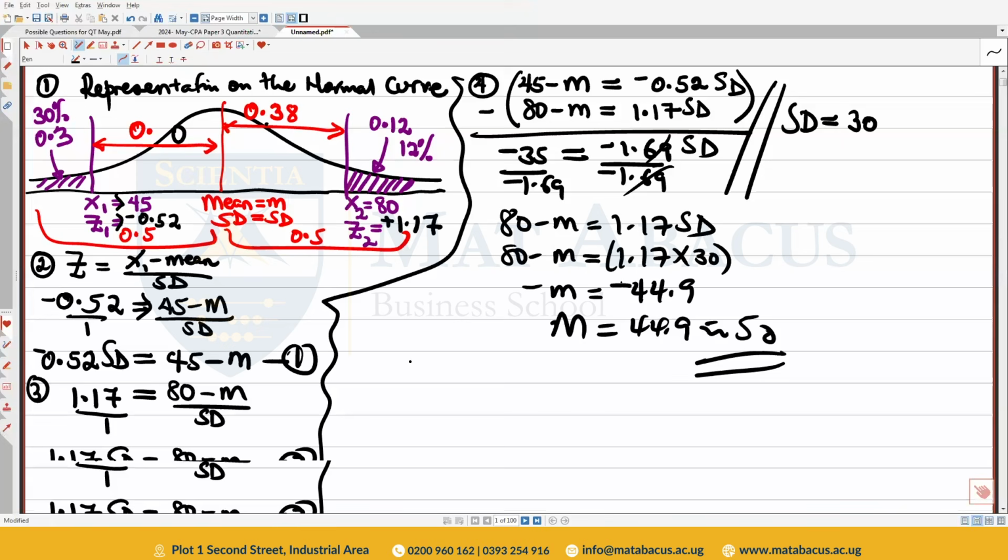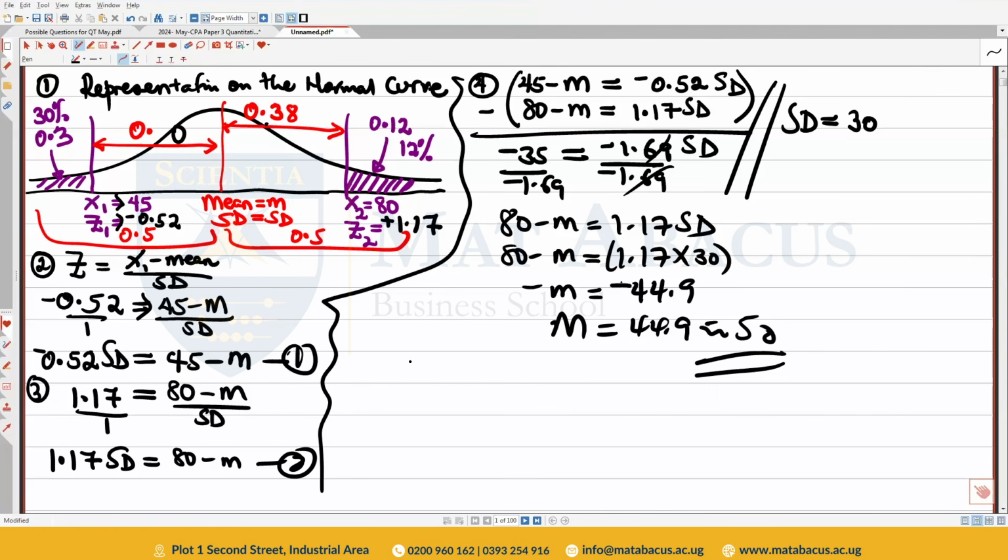When you read off the value from the table, the first Z is negative 0.524, but we stopped on negative 0.52. But the best one would be 0.524. So Z is equal to 45 minus M. So that one generates 45 minus the mean is equal to negative 0.54. So your equation would be 45 is equal to negative 0.54 plus M.